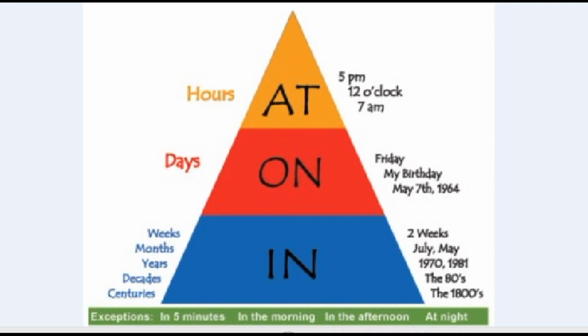In we use for weeks, in 2 weeks. For months, in July, in May, only the month. But when we have the complete date, remember we use on. Alright? For the years, only the year we use in 1970, in 1981, right? For decades, in the 80s. For the centuries, in the 1800s, right? Pay attention to these exceptions.